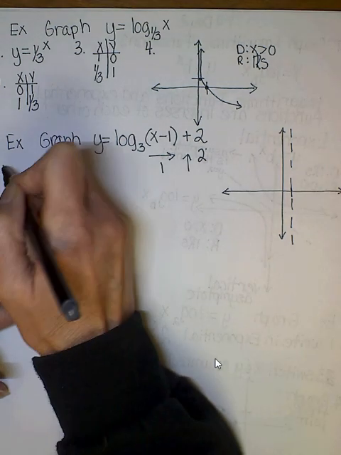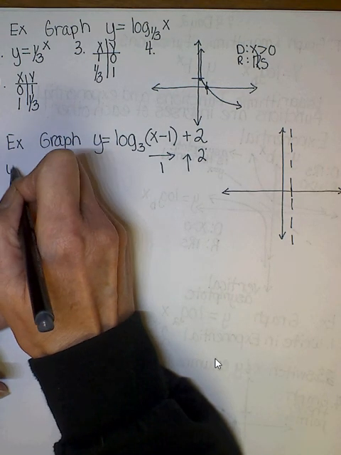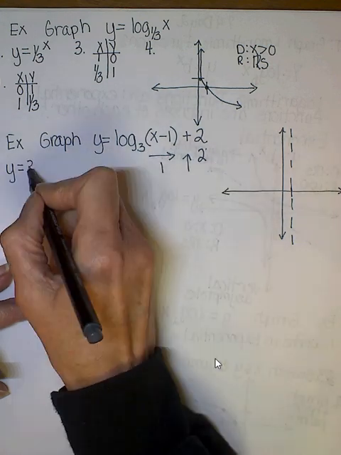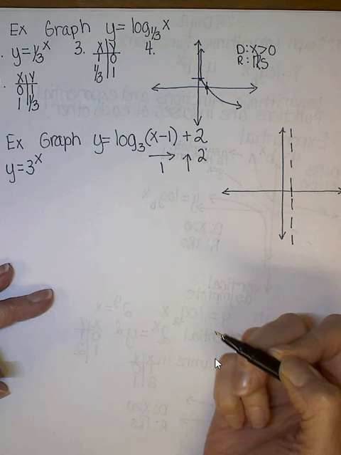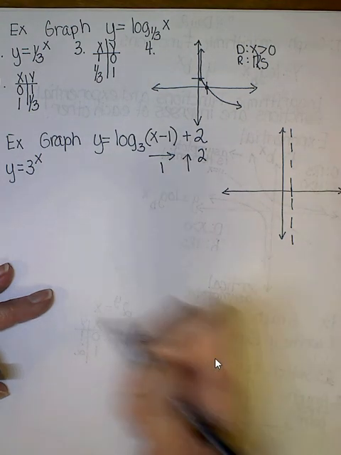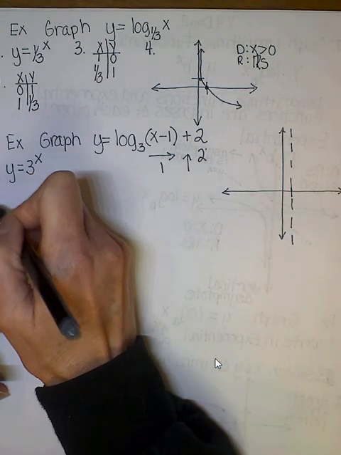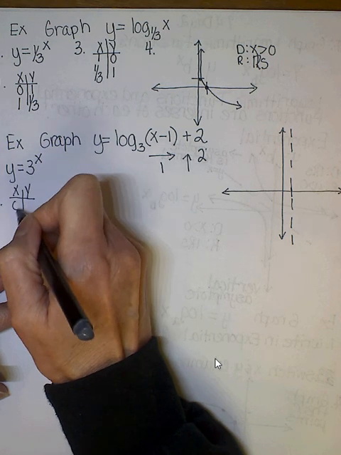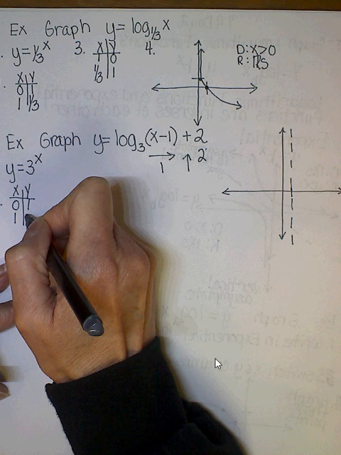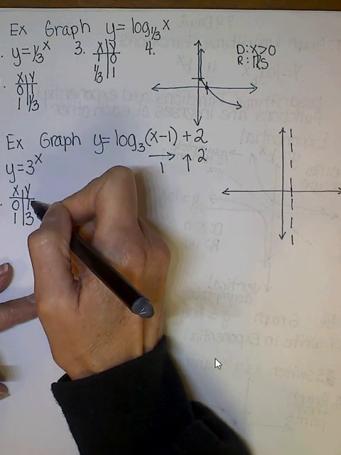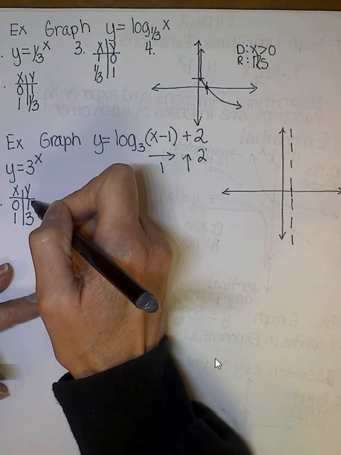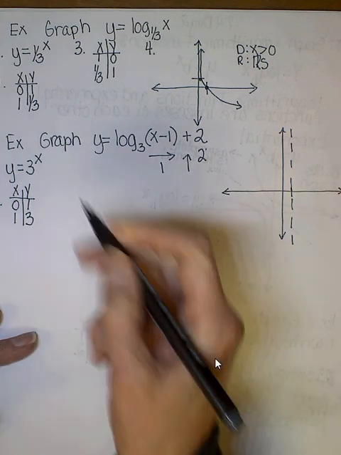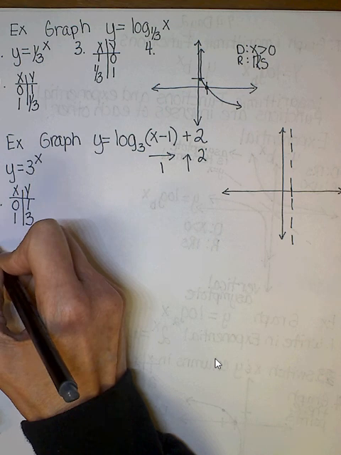Now when you do your exponential function, you're just going to use base 3. We're going to keep it simple: 3 to the x power. Now we're going to make our xy table for this one. If I plug in 0, I get 3 to the 0 power, which is 1. If I plug in 1, I get 3 to the first power, which is 3. Again, I'm going to switch these.